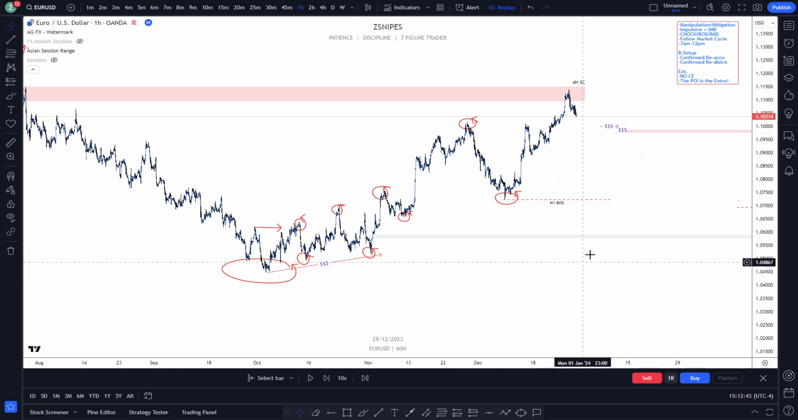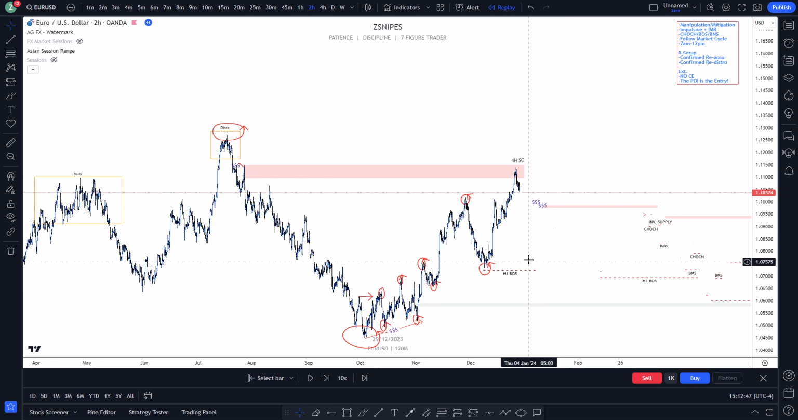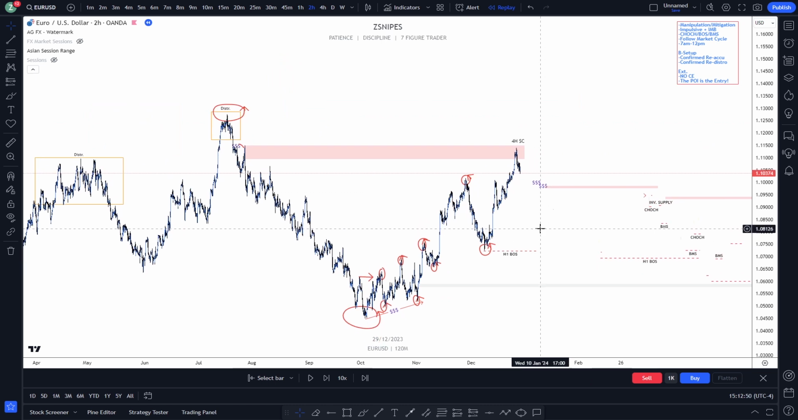What do we do in that case? Well, this is where the multi-time frame becomes very important in understanding where you are. This is why we look at higher time frame direction, intraday direction, and lower time frame direction, so we know where we are at in the market.